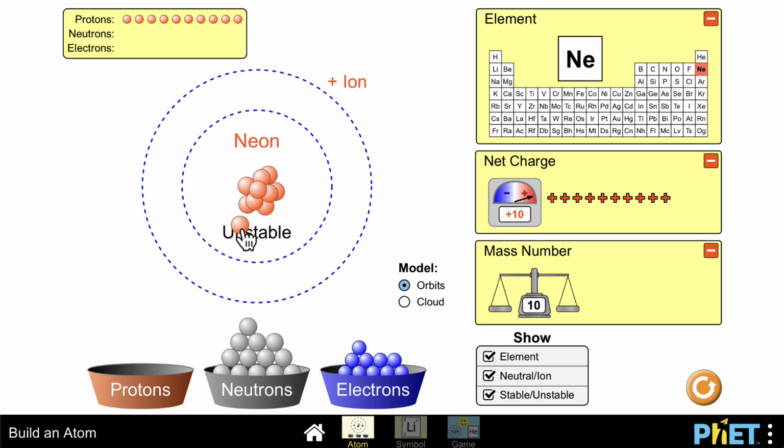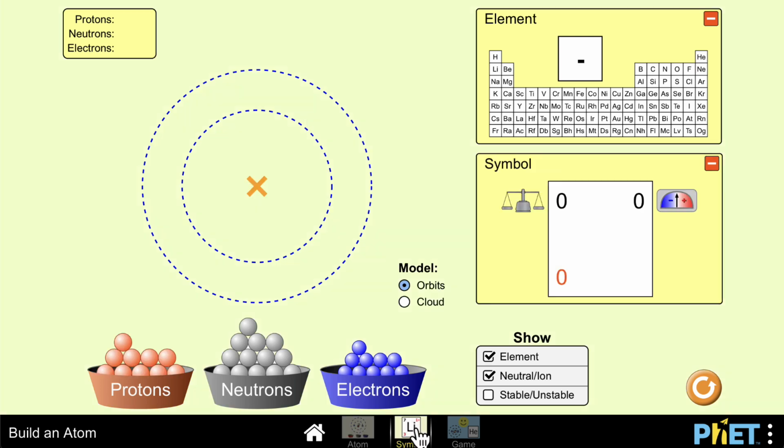So the periodic table of elements is ordered by the number of protons, so it's ordered by the atomic number. So hydrogen has 1 proton, 2, 3, 4, 5, carbon has 6, 7, oxygen has 8, and so on. So the periodic table is just ordered by the atomic number, which is unique to each one of these atoms, which is basically the number of protons, and that's why we call it the atomic number, because it's really important.